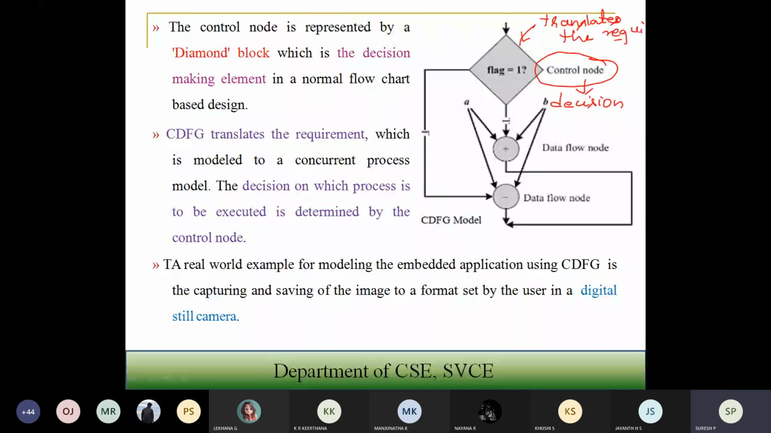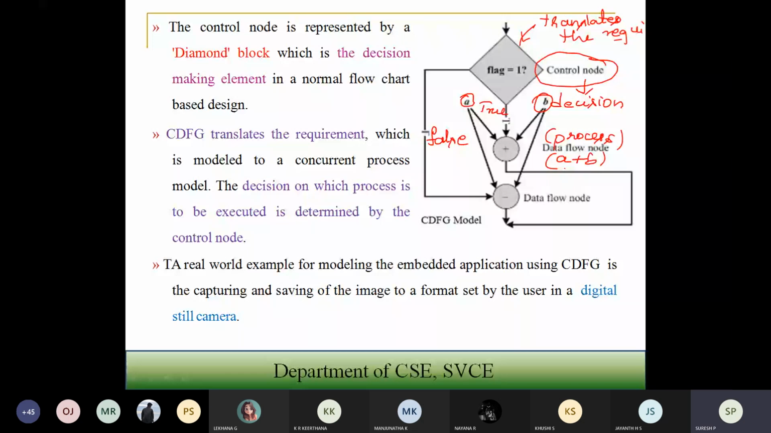Now from the example we have discussed, if the flag is equal to 1, it will be the true part, and this will be the false part. If the true part is there, what operation do I have to do? That is a plus b. So a is input data, b is input data, and I have to perform the addition. This particular data node is going to do the operation of a plus b. After that it will go to the output.